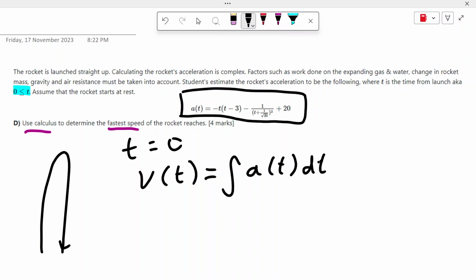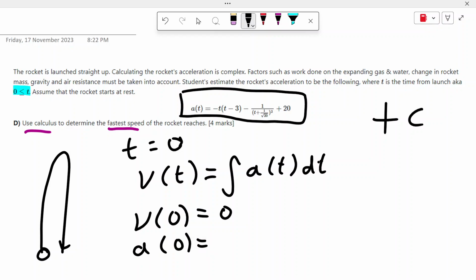Okay. And whenever we integrate something indefinitely, we're always going to need to remember that plus c. And to solve for plus c, we need to be given an initial point. We do have one because when at rest, at exactly t equal to 0, our velocity should be equal to 0. Likewise, our acceleration should be equal to 0. Likewise, our displacement should be equal to 0.